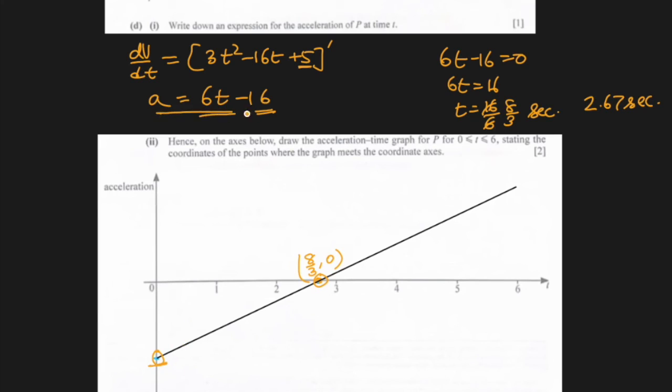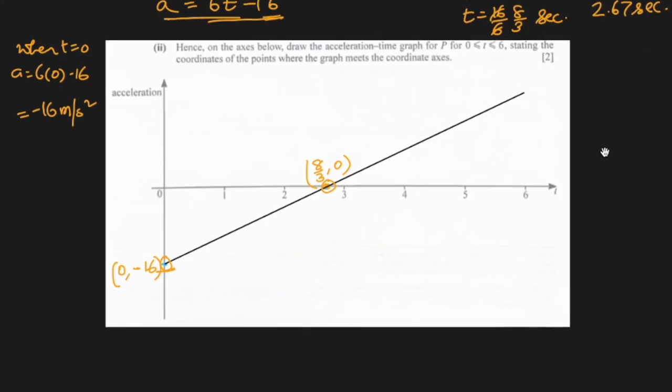And we know the acceleration equation. We can write here when t is 0, acceleration will be 6 times 0 minus 16, which is minus 16 meters per second squared. So 0, minus 16. The axis points we know; we are not bothered about any other point, they are not asking. 2 marks, 2 points, done. And this concludes our exam.